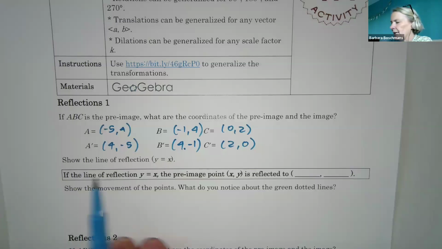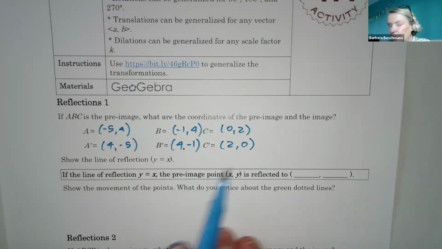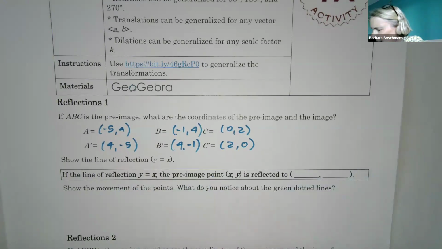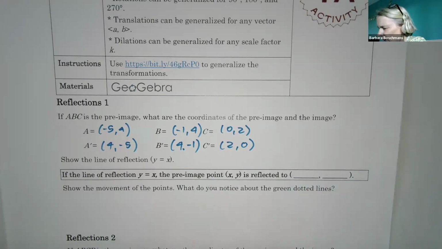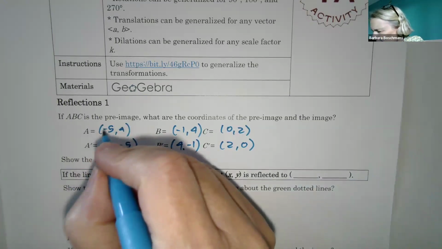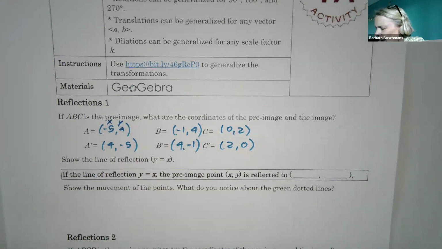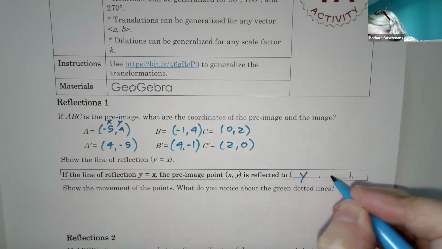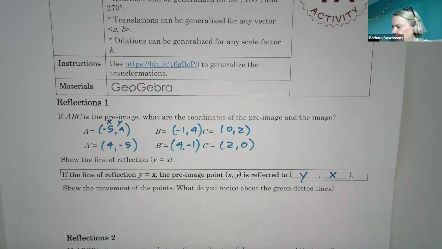Okay, so these points A, B, C, A prime, B prime, C prime came from GeoGebra. We showed the line of reflection y equals k. So in the box, if the line of reflection is y equals x, the pre-image point x, y is reflected to what? Well, if this is your x value and that is your y value, it looks to me that those are flipped. So now we get y, x.